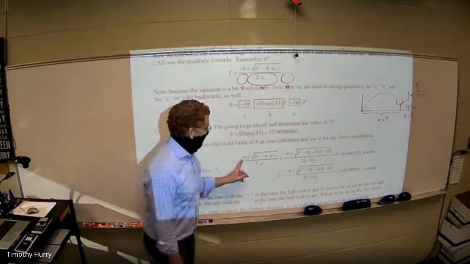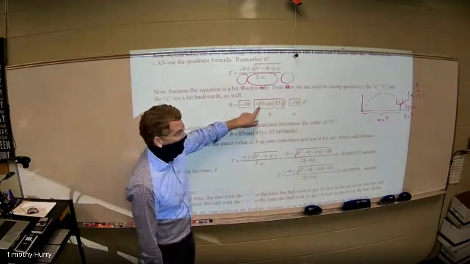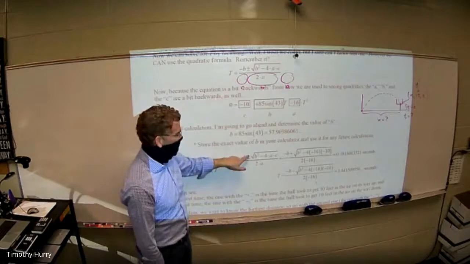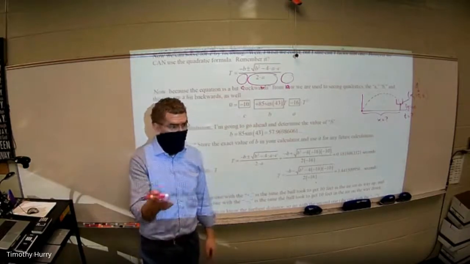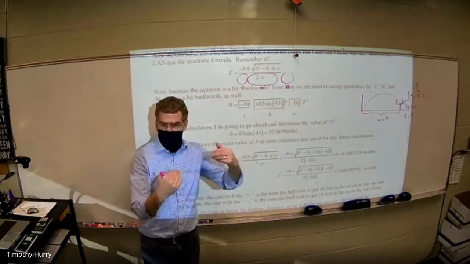Think about what you would have to do to plug this in. I'm going to have to negate the b. That's not a big deal, I'll put a negative in front. Then I'm going to have to do plus or minus. Well, that's kind of a big deal. I can't do both at the same time, right? So I could start with plus, do that whole equation, hit enter.